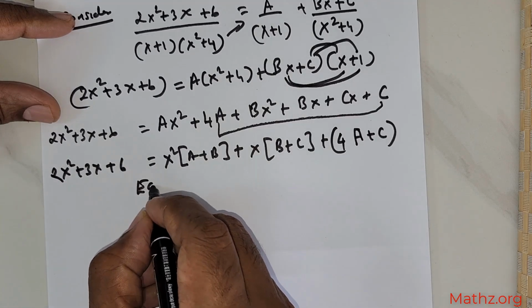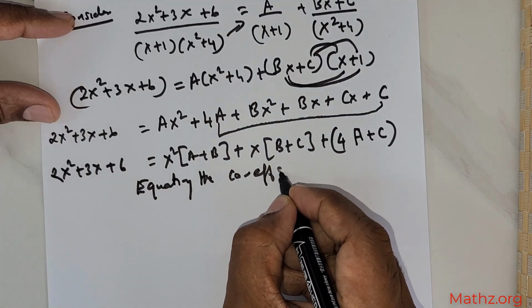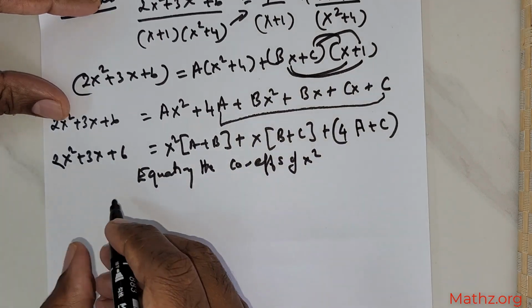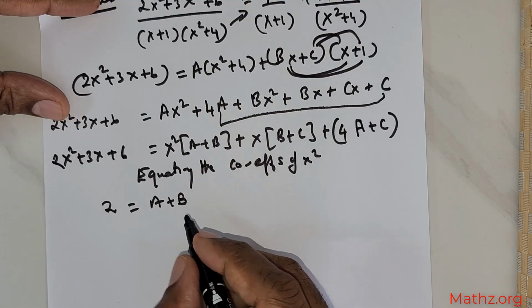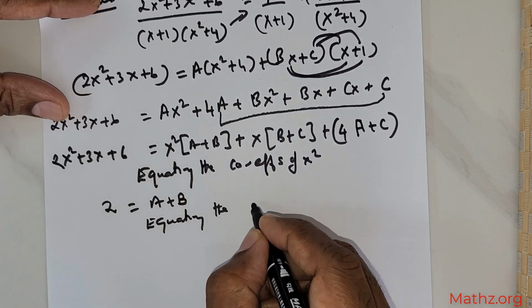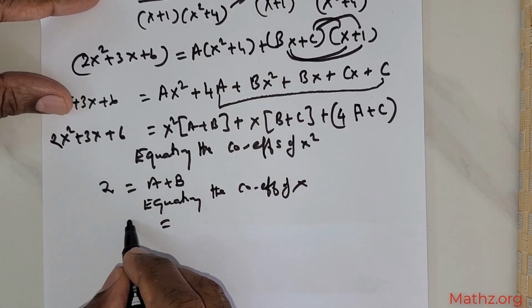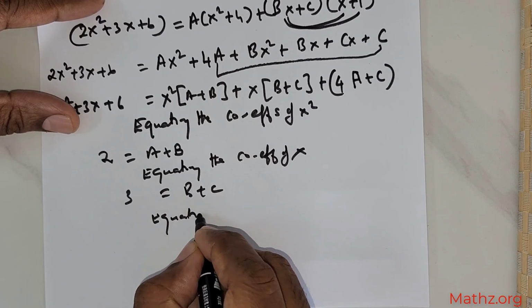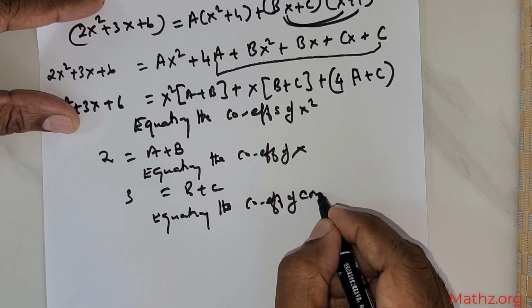Now what we are going to do is equate the coefficients of x squared. That's the first thing that we are going to do. So on the left side the coefficient of x squared is 2. On the right hand side you got A positive b. Next we will equate the coefficient of x: on the left hand side it is 3, on the right hand side it is b positive c. Next, equating the coefficient of the constant term.